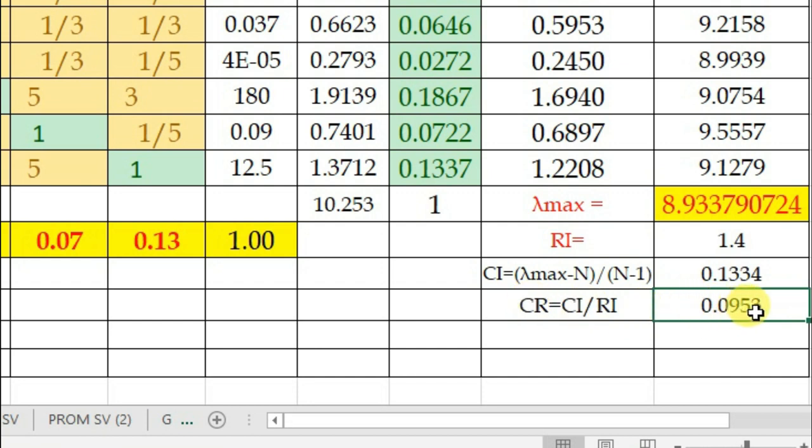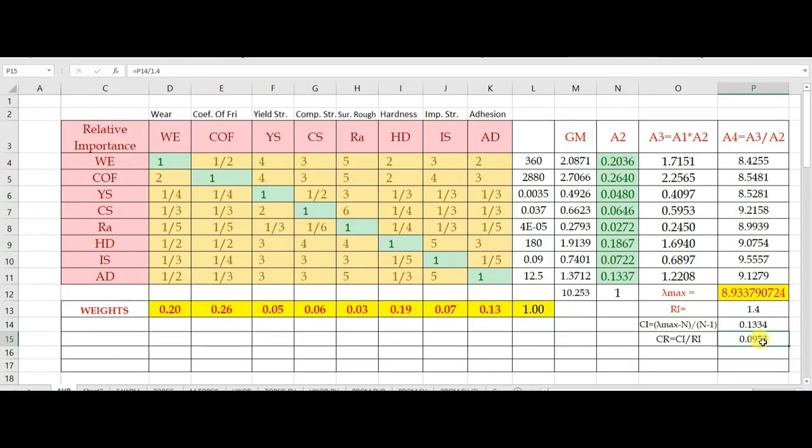Now you might be having question, why to find this consistency ratio? The reason is whatever judgments we have made or whatever values of relative importance we have taken can be said to be consistent only if this value of consistency ratio is less than 0.10. And in this case, as we see, this value is less than 0.1. That's why all the judgments made to consider the relative importance are said to be consistent.